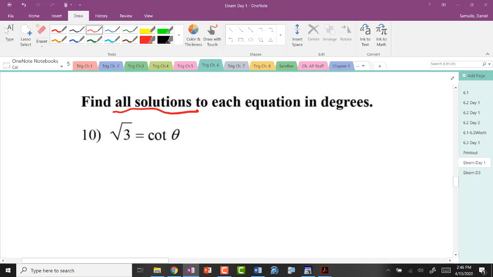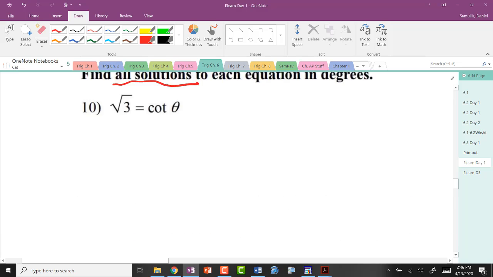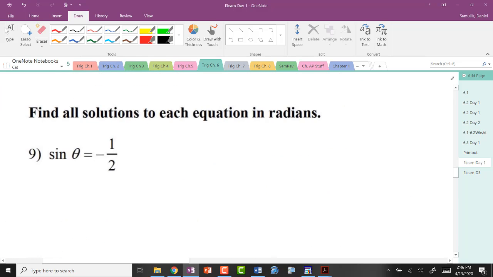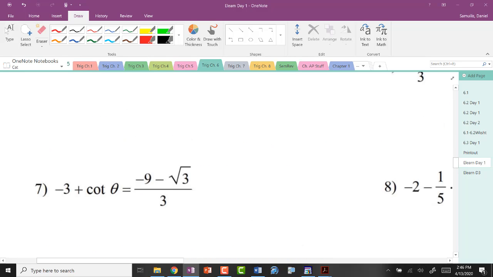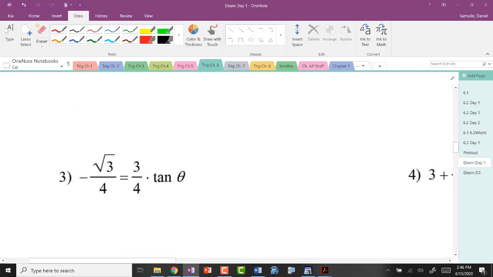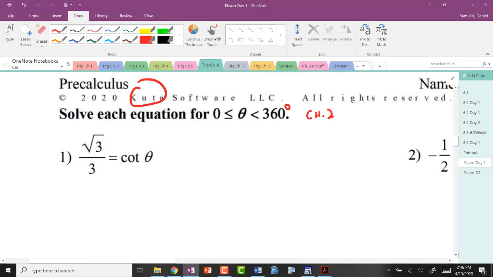So just so you know, I'm going to do that both in degrees. Did I just do degrees? Oh no, all solutions in radians as well. Okay, so the first ones are 0 to 360, which just means within the 4 quadrants, what would the angle measures be that satisfy this equation?